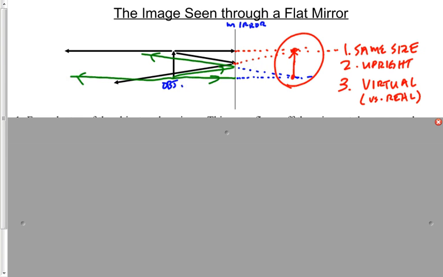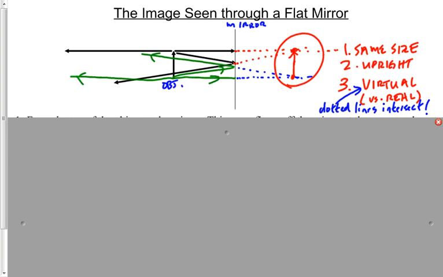Does that make sense? Well, how do we know that this is a virtual image? How do we know from this diagram that this image can't be projected onto a screen? We get dotted lines intersecting. If solid lines intersect, then we've got a real image. If dotted lines intersect to produce our image, we've got a virtual image. That means we cannot project it onto a screen.